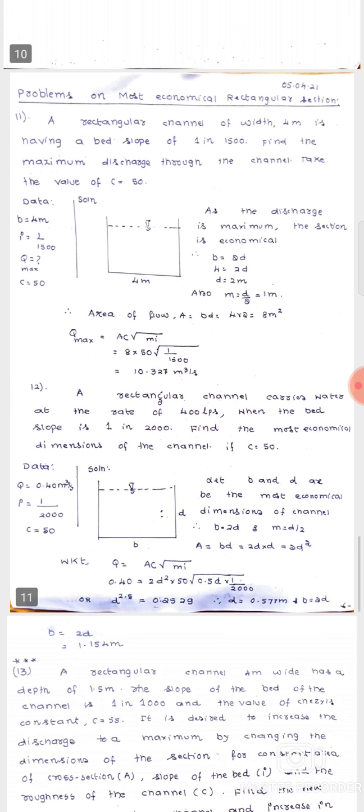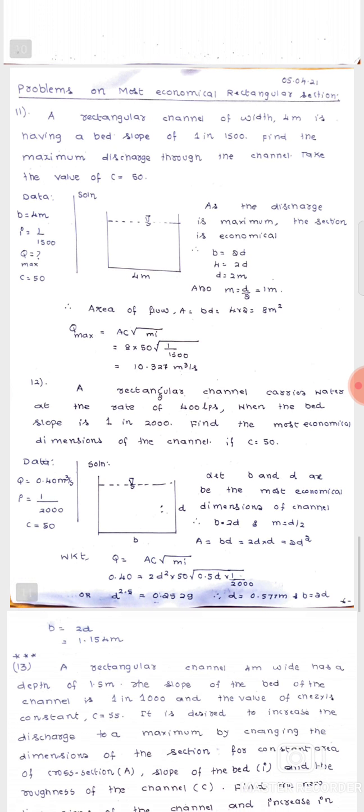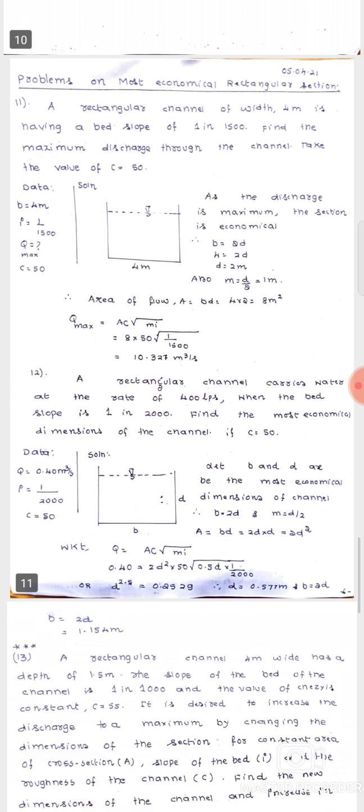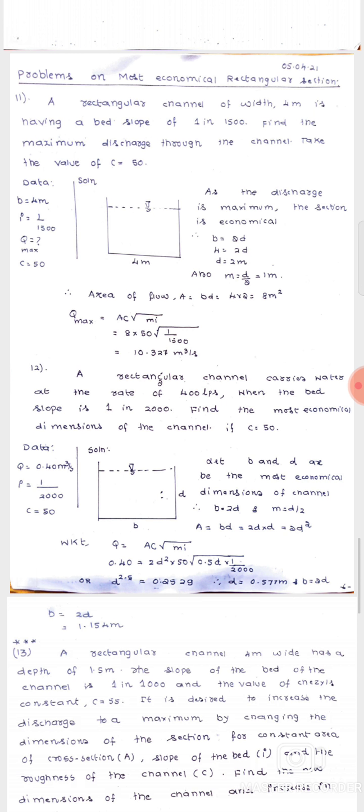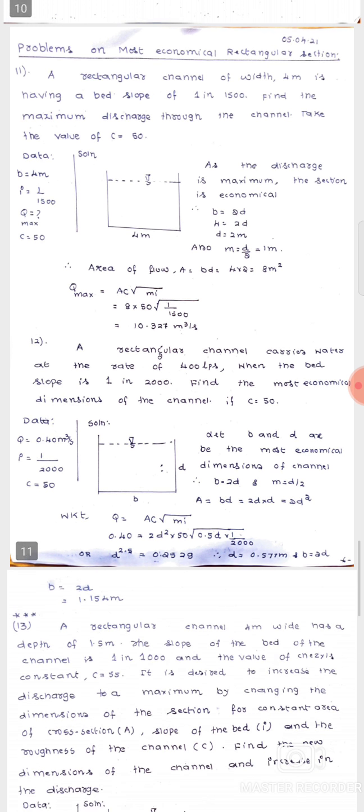A rectangular channel of width 4 meter is having a bed slope of 1 in 1500. Find the maximum discharge through the channel. Assume Chezy's constant C is equal to 50. So there is a rectangular cross section which is having the width 4 and the depth is 2. Now, for the most economical rectangular cross section, we have to find out what is the maximum discharge.